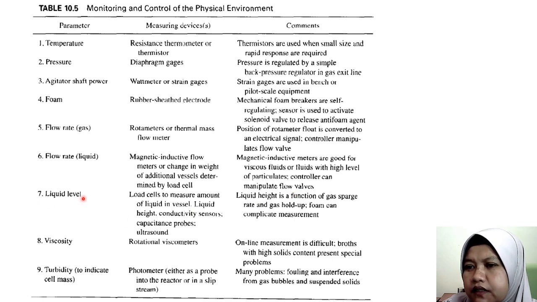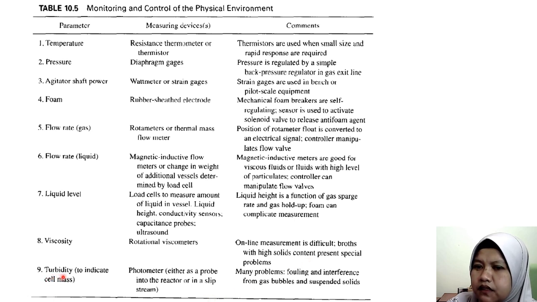For liquid level, load cells to measure the amount of liquid in the vessel. Liquid height, conductivity sensors. They might use capacitance probes or ultrasound. Liquid height is a function of gas batch rate and gas hold up. Foam can be a complicated measurement. Viscosity, normally they use rotational viscometers. Online measurement is difficult. Probes behind solid content present special problems.